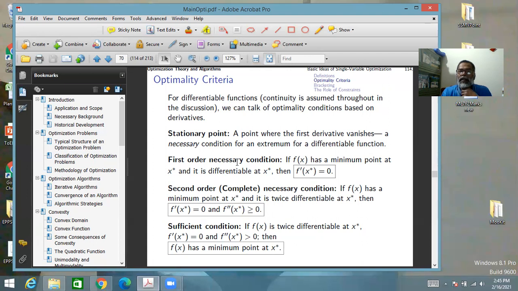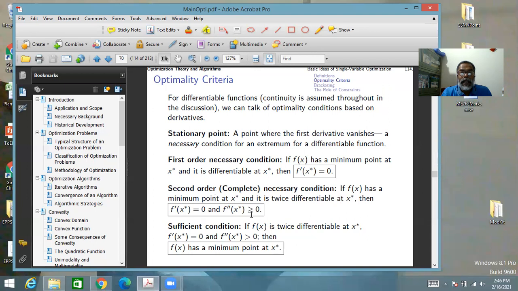Now, since it is a necessary condition, all minima have to satisfy this. That is why the if is on this side, and the then is on this side. There is something necessary to hold at extrema at the second order also, if the function is twice differentiable. If the function has a minimum point at x star and if it is twice differentiable, then the first condition is anyway here, nothing new. The second condition is that the second derivative has to be non-negative, positive or zero. For maximum it will be the other way around.